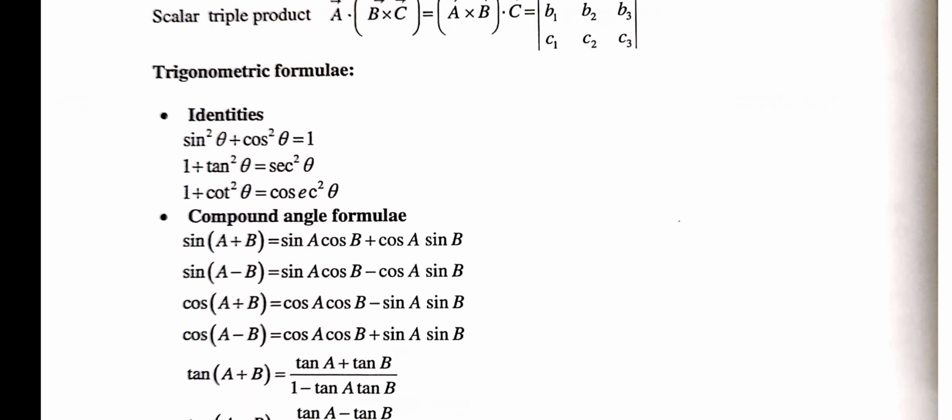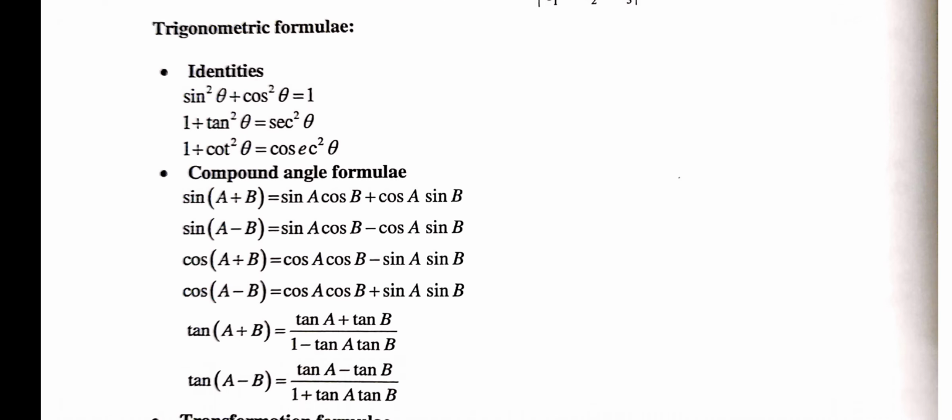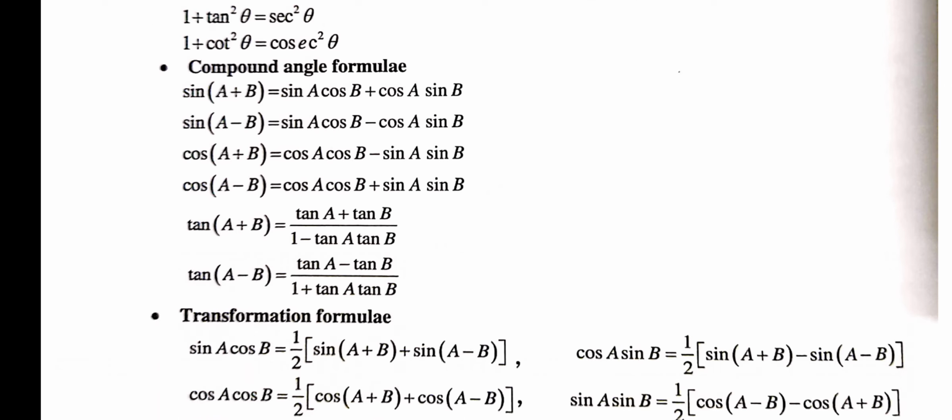And next is trigonometric formulas, which you learn in first PUC in trigonometry. Those questions use the trigonometry formulas: sin square plus cos square equal to 1, 1 plus tan square equal to secant square, 1 plus cot square equal to cosecant square theta. The compound angle formula is applied in physics also. The compound angle formula is most important.